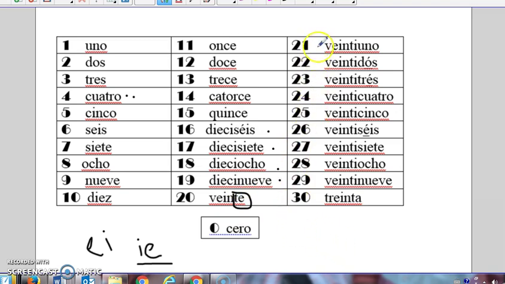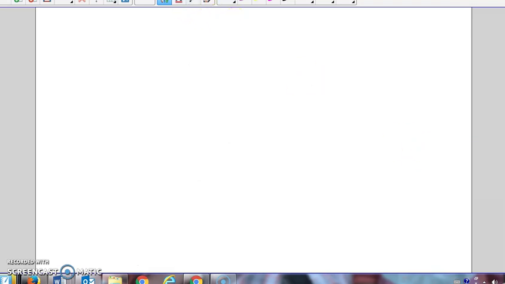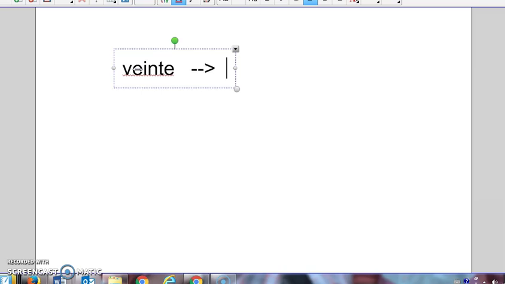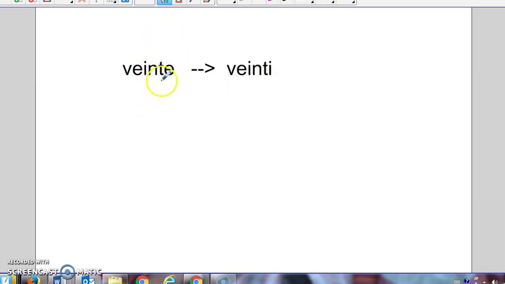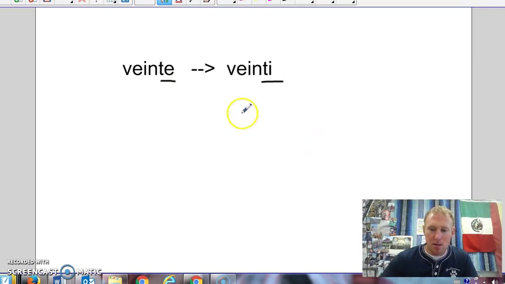Now, to do 21 through 29, you don't have to learn any other numbers. You already know these. First, you can see uno, dos, tres, cuatro, cinco, seis, siete, ocho, nueve. But what happens is the regular number 20 converts to veinti. Te goes to ti.